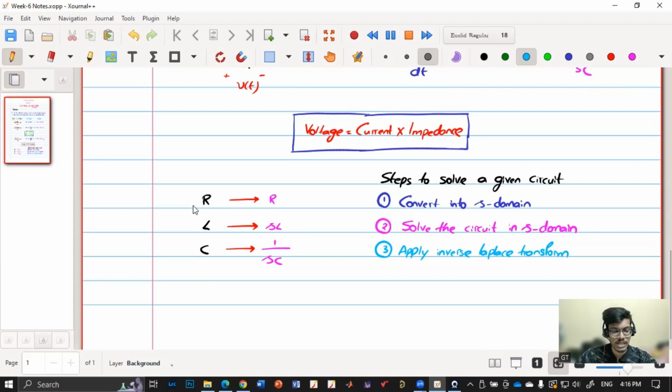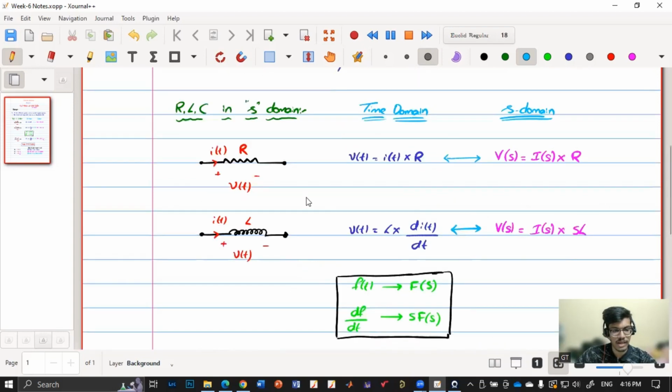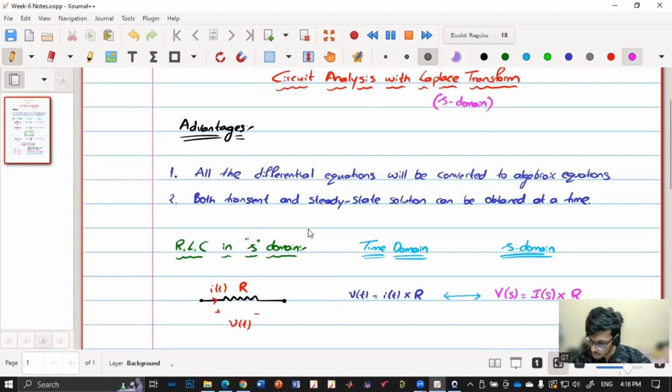Now we have basically started with R, L, and C. So if any given circuit has this RLC network, first we'll convert everything into S domain. Then we'll solve the circuit in S domain. Then we'll apply inverse Laplace transform to get the time domain solution. So this is when RLC are not having any initial conditions. So this is without any initial condition.